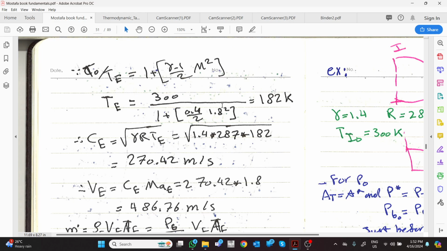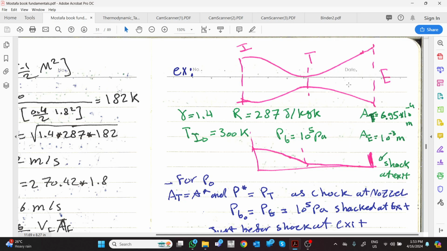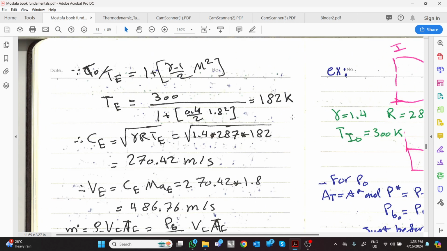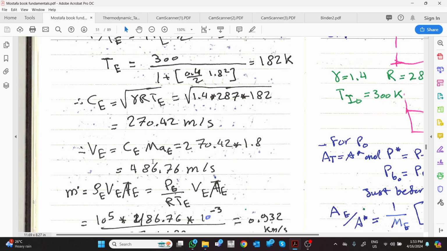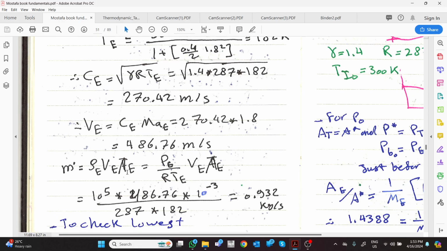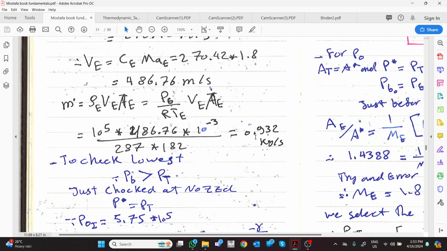Same concept also if I want to calculate the velocity, etc. So T naught over T exit, I know T naught, so I can calculate T exit based on the Mach number, which I know now, 1.8. So from T I can calculate C, the speed of sound. From C and the Mach number I can calculate the velocity. Also, the mass flow rate is equal to rho exit, V exit, area exit, where rho exit is P exit over R T exit. All are known, which gives the mass flow rate.